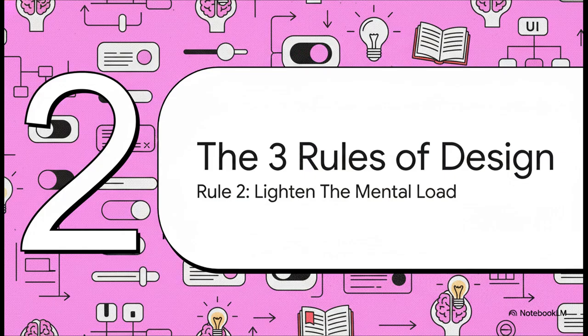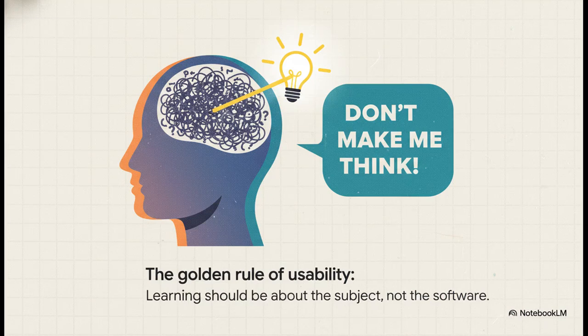Okay, on to our second rule, which builds right on that first one. This is all about reducing the user's mental load. And what that really means is that a great interface shouldn't make you work hard just to use it. The learning part should be about the actual subject, not figuring out the software. The academic term for this is reduce users' memory cognition load, which is a mouthful. But it really boils down to this one simple, powerful idea.